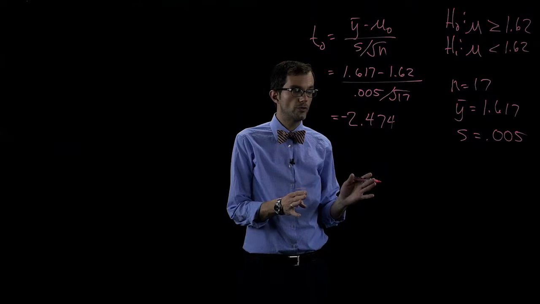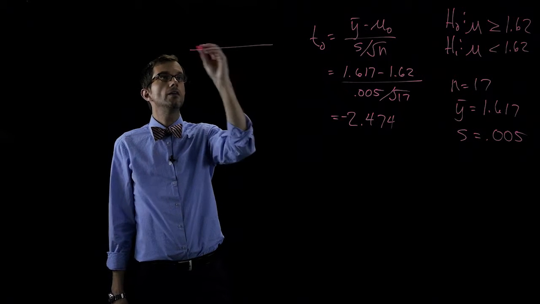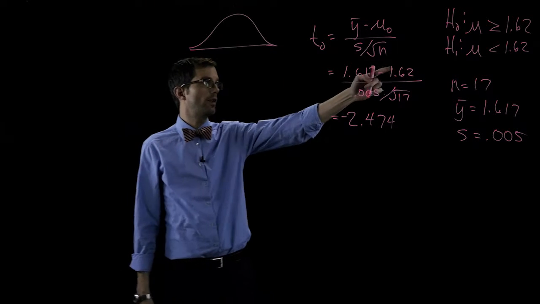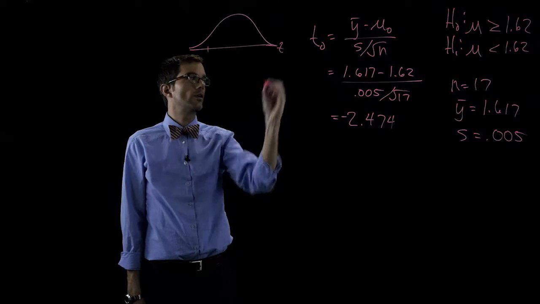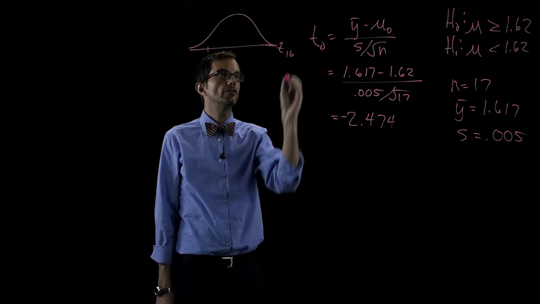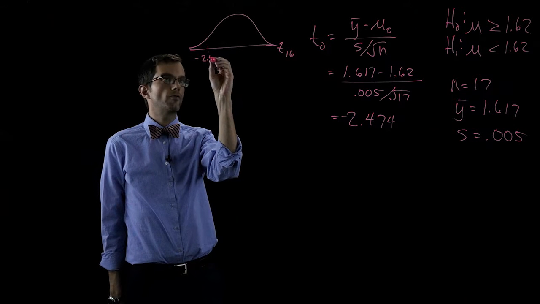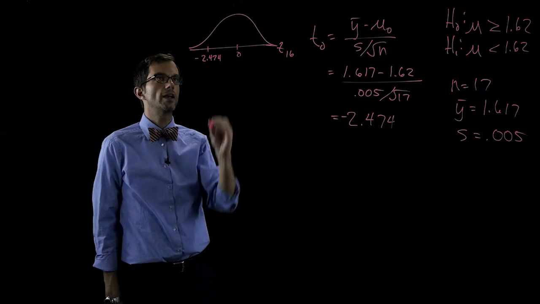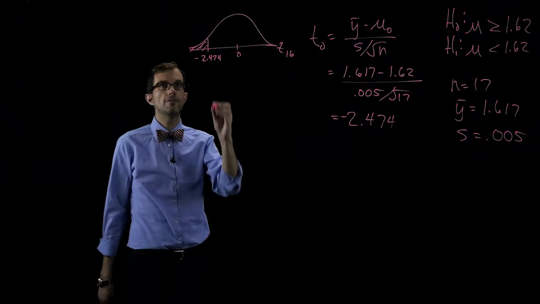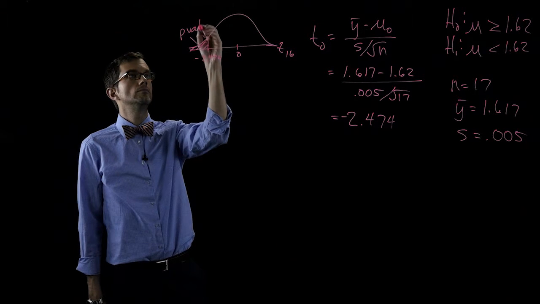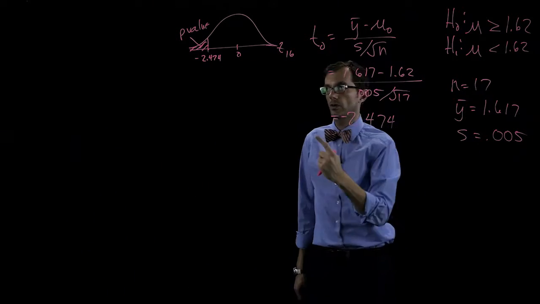So now we want to find the p-value. And the p-value is going to be in the lower tail, right? This is a one-tail test in the lower tail. And we're going to plot for t with degrees of freedom 16. We're going to plot our test statistic, negative 2.474, right here. And that area is entirely the p-value, because this is a one-tail test in the lower tail.